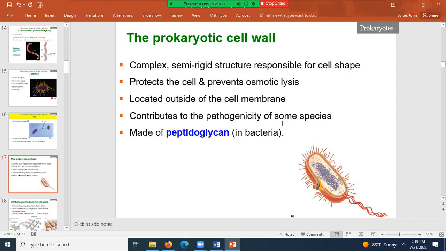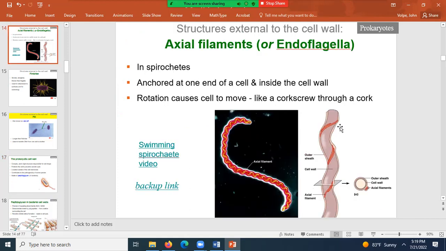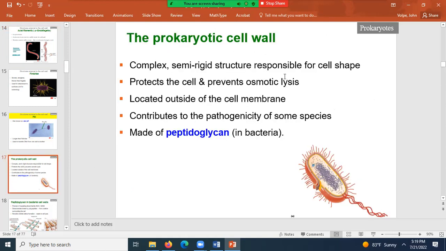Now let me state that the spirochetes, shown here, do have a cell wall, but it's not really rigid, at least in the spirochetes. In the spirals, it is rigid, but in the spirochetes, it's not rigid. But in most of the bacteria, it is rigid, semi-rigid.